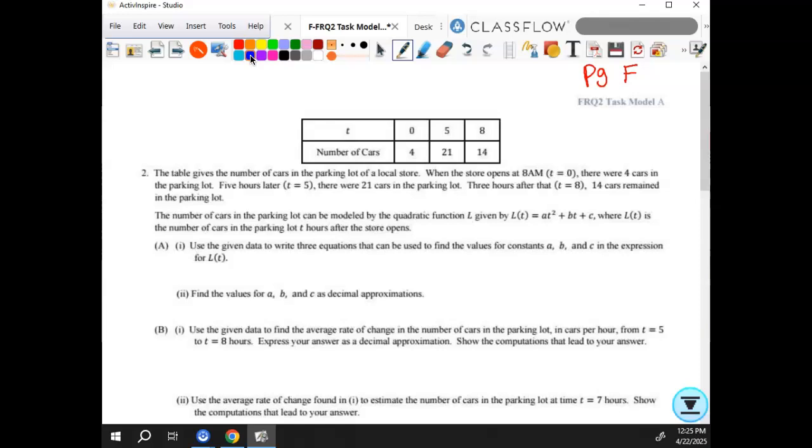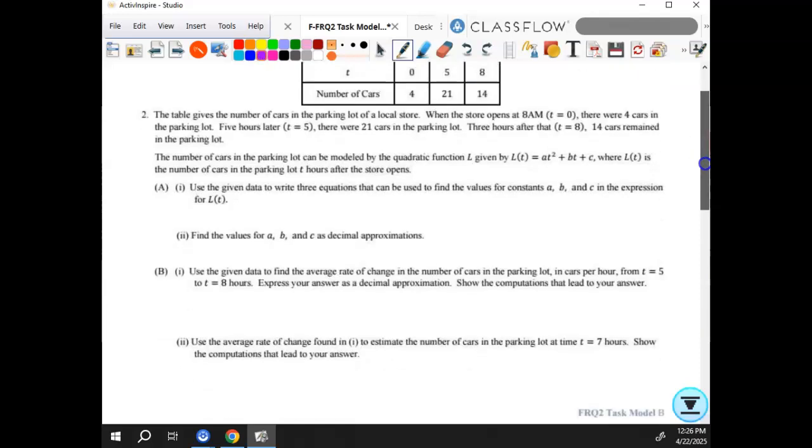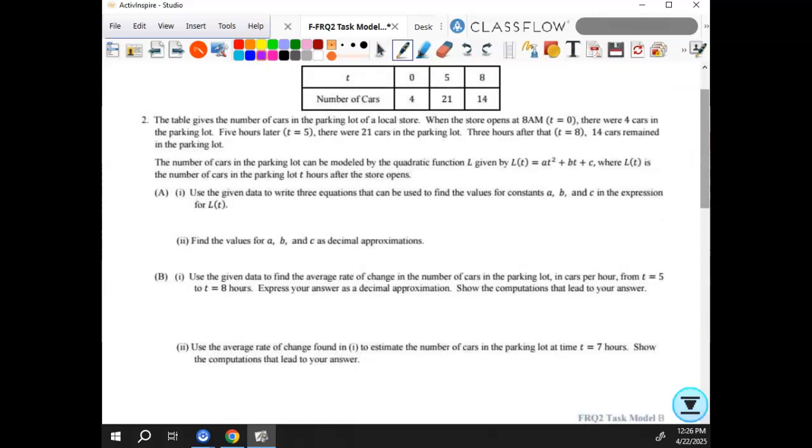Okay, so let's look at this first one here. And even though, yes, this is a calculator question, but like I said, computer's closed. We're not touching the calculator for a while. So it says, the table gives the number of cars in a parking lot at a local store. When the store opens at 8 a.m., T equals 0. There are 4 cars in the parking lot. 5 hours later, T equals 5. There are 21 cars in the parking lot. 3 hours after that, 14 cars remain.